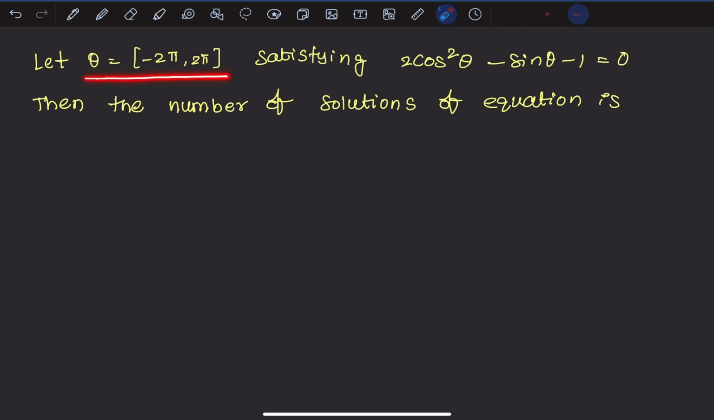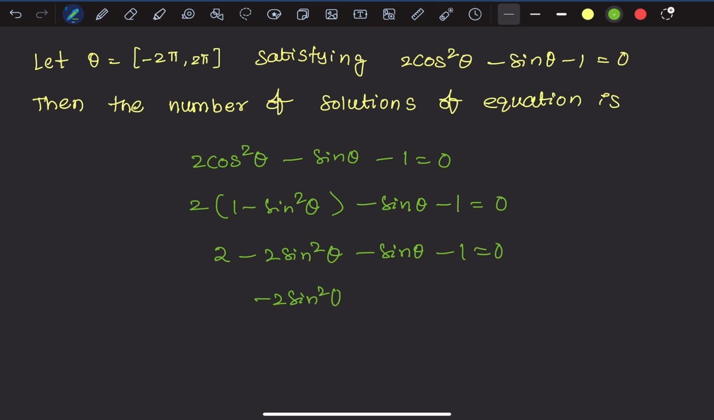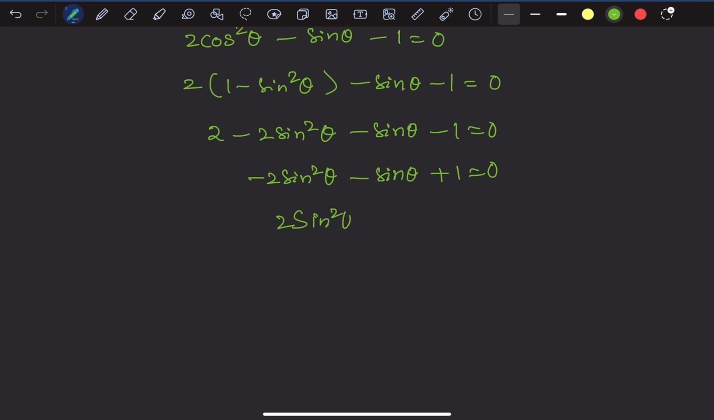So your theta belongs to the closed interval minus 2 pi comma 2 pi, and this is the equation given to you. You have to find the number of solutions of the equation. So pretty straightforward question. Consider the equation 2 cos square theta minus sine theta minus 1 is equal to 0. So cos square theta can be written as 1 minus sine square theta. So 2 minus 2 sine square theta minus sine theta minus 1 is equal to 0. So this is minus 2 sine square theta minus sine theta plus 1 is equal to 0. 2 sine square theta plus sine theta minus 1 is equal to 0. 2 sine square theta plus 2 sine theta minus sine theta minus 1 is equal to 0.